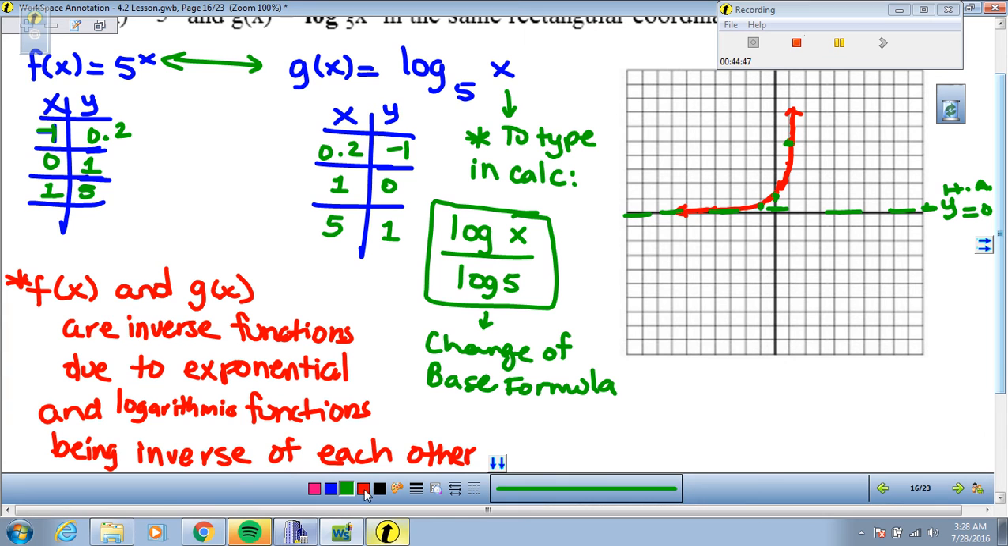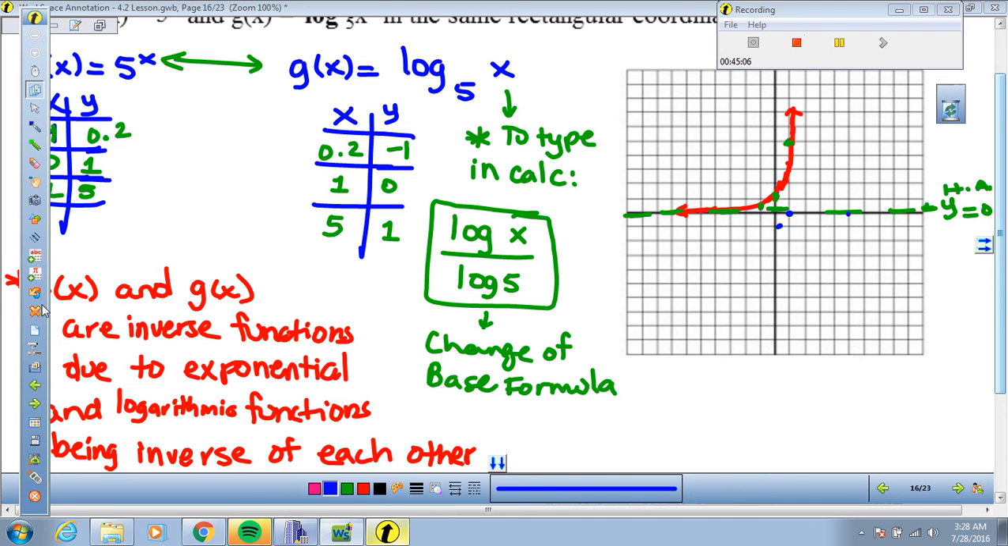Then we plot the points for the other graph. 0.2, negative 1, so 0.2 and negative 1 is going to be somewhere here. 1, 0 here. And 5, 1. Sorry, not 5, 0, 5, 1. So this one is going to look something like this.